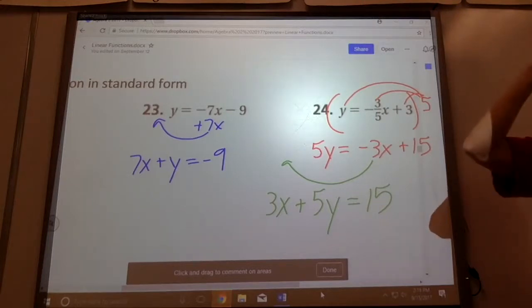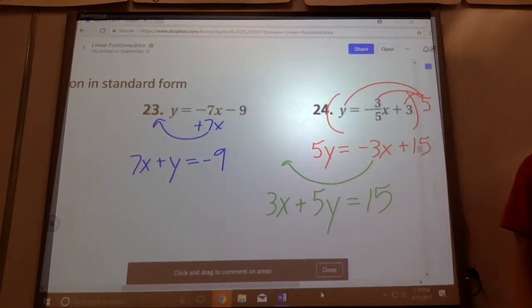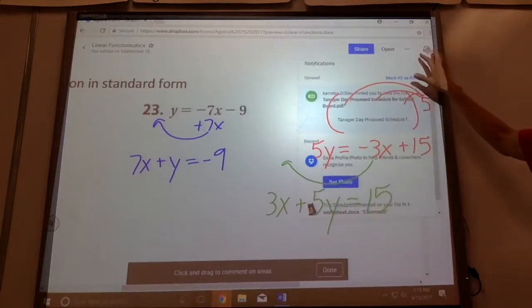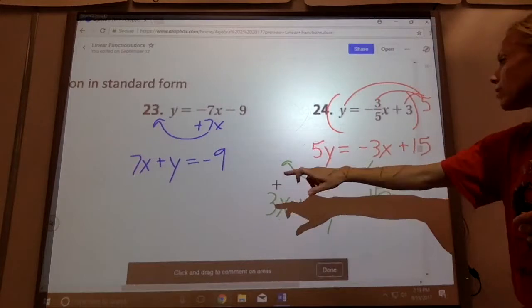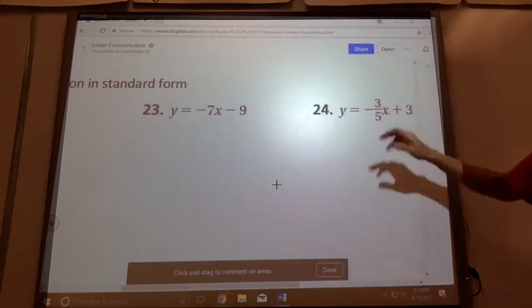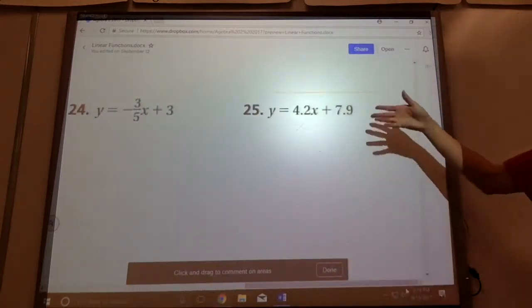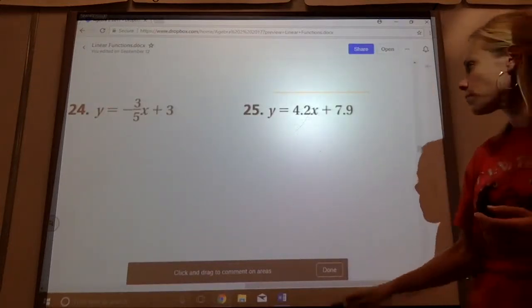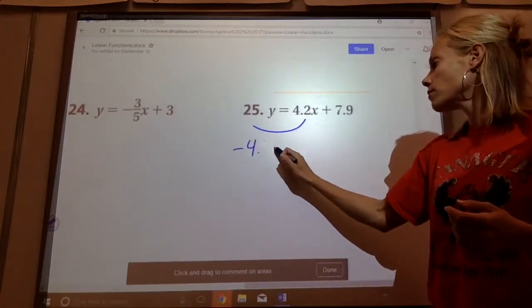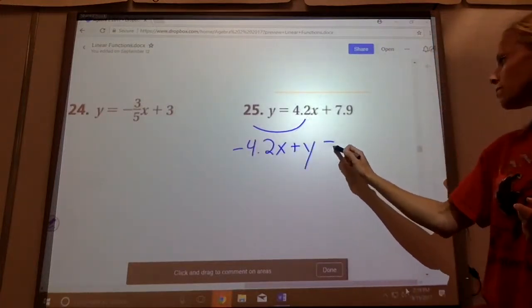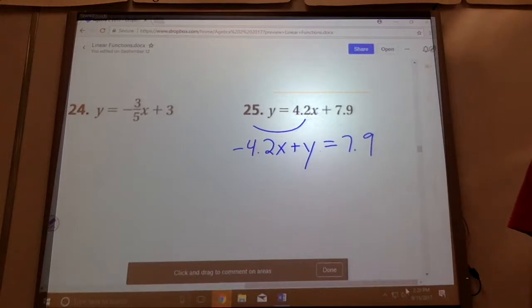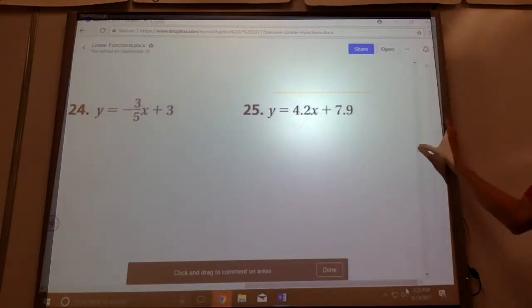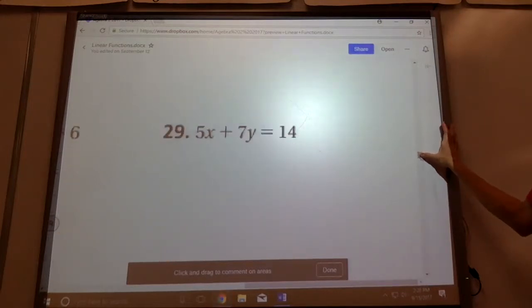And I threw that last example there just to show you that it's no different with decimals. Sometimes students just try to make decimals too complicated. You just look at those numbers. And is there any fractions to worry about? Nope, so all I do is move the x term over. That's all you're gonna do. So just move that over, negative 4.2x plus y equals 7.9. Okay, so that's just how to go back and forth between the two forms. Sometimes that needs to be done.